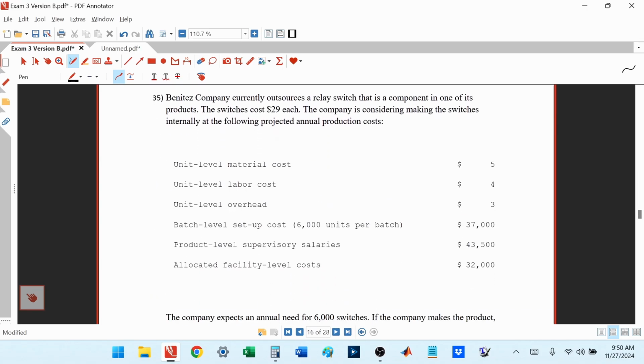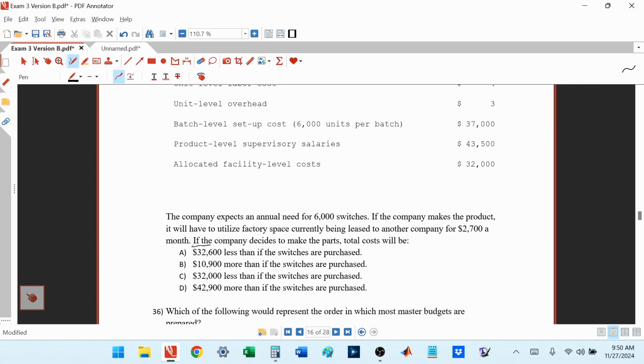35. Jump all the way. If the company decides to make the parts, total costs will be what? Will be less than cost of purchase, more than cost of purchase. So again, we're back to a decision-making context. This context is the make or buy decision. You go to the formula sheet, look at the shortcut that you're supposed to do to make this decision, and you'll see that for the make or buy decision, we need to compare the costs we could avoid by buying to the cost of buying.